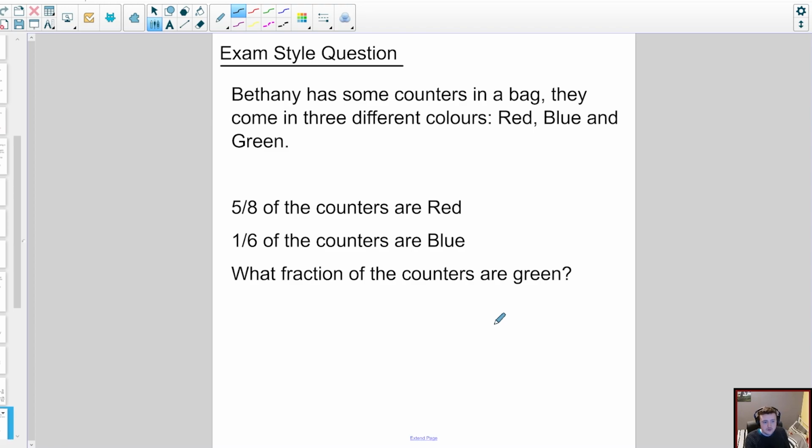Okay, so although, like I said, there's lots of ways of doing this, I'm going to do it to work out what isn't green, so I can work out what is green. How am I going to do that? Well, I'm going to add my two fractions together. 5/8 add 1/6. Okay, brilliant. So 8 sixes are 48.